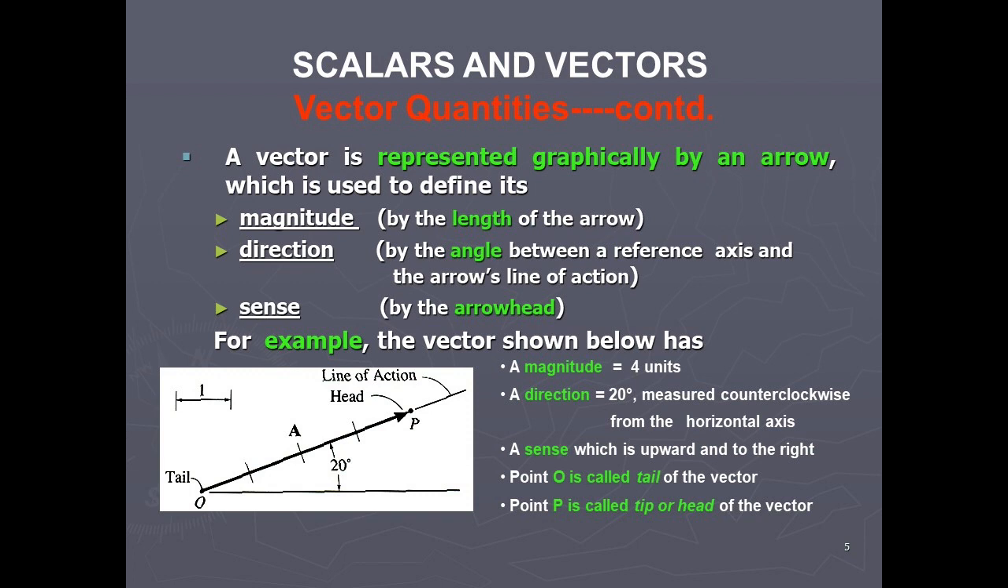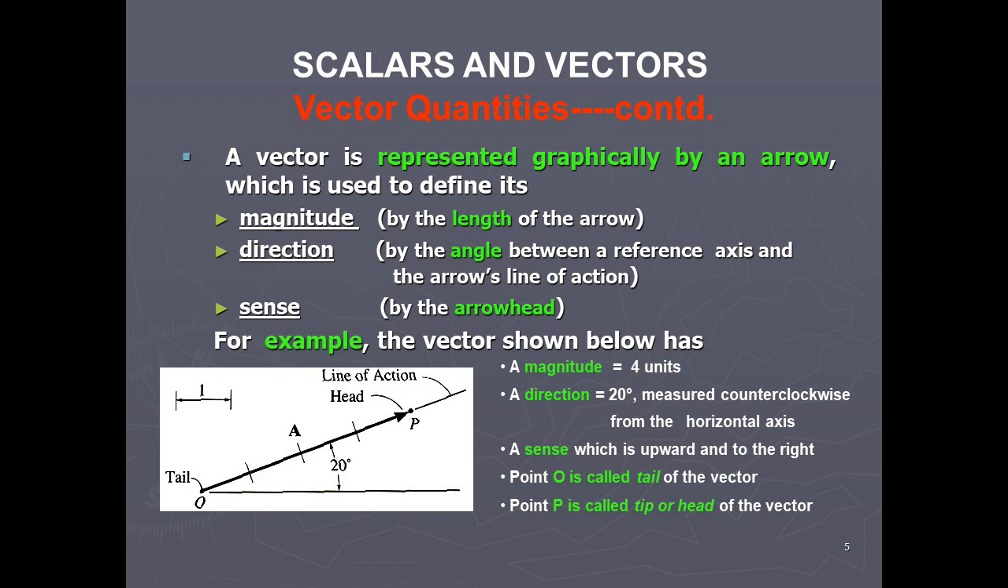For this vector, the length from tail to head defines the magnitude. The direction is defined by the angle of inclination with a reference axis, in this case the x-axis. And this is the sense, the arrowhead. If from here to here is 1 unit, this has a magnitude of 4 units and a direction of 20 degrees measured counterclockwise from the horizontal axis. The direction, of course, can be measured from the vertical axis.